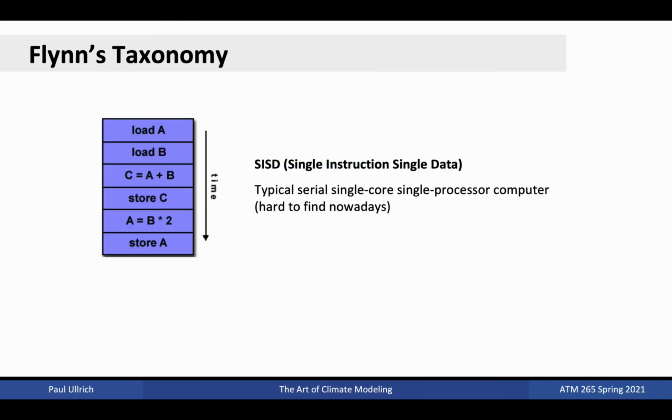The simplest model in Flynn's taxonomy is the single instruction, single data paradigm. This type of architecture can operate on a single data stream at a time and perform instructions from a single computer program. This type of architecture is associated with a single core, single processor computer system. In the example here, our program loads two data elements from memory, performs an operation on them, then writes data back to memory.